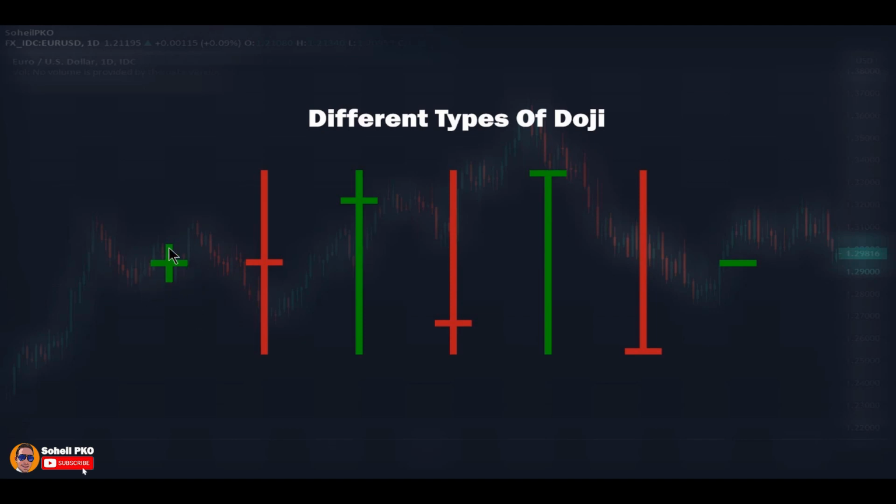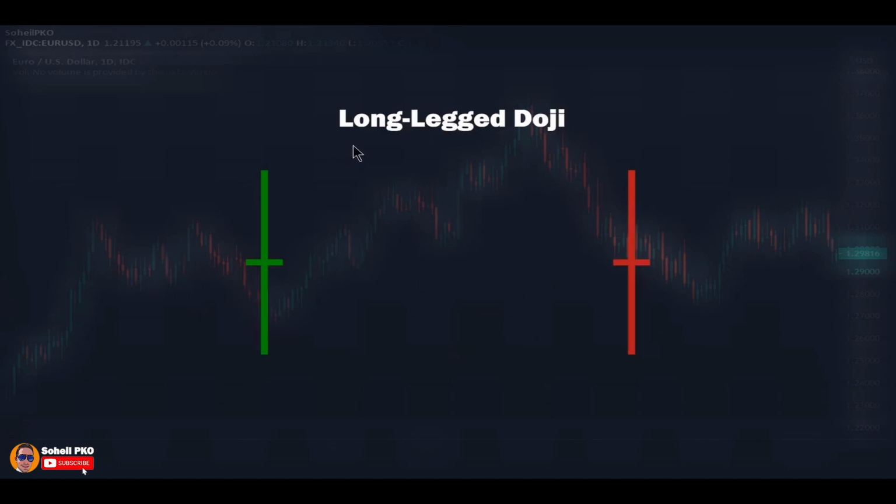We can just call it doji. Now let me explain the other dojis in detail. The second kind is long leg doji. It's similar to plus sign doji but with long shadows. It's actually like the spinning top with long shadows, but here we don't have a body.